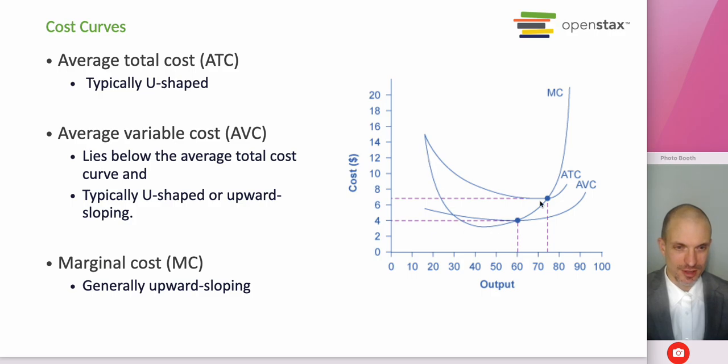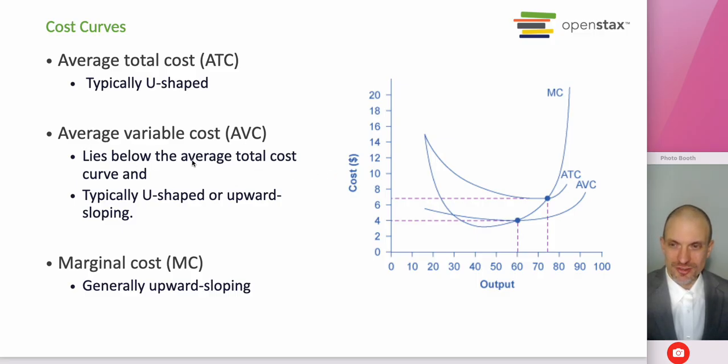So that's this right here. Whoops, that's this right here. This is marginal cost. And then this is average variable cost. Marginal cost is going to cross average variable cost and average total cost from below at their respective minimums. That's because of the relationship between marginal and average. I'll come back to that in a second.